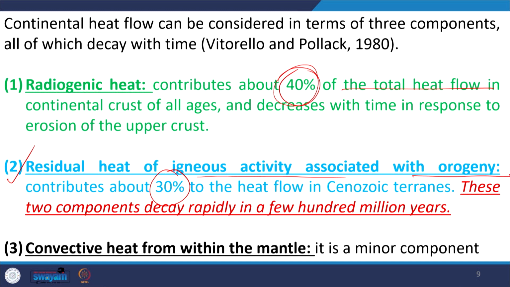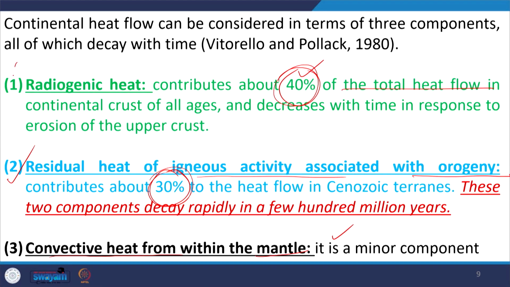So, that means you see the radiogenic heat is contributing 40%, and the magmatic activity during the last orogenic activity is contributing 30% of the system, and the remaining 30% is the convective heat flow from the mantle. So, there is mantle convection everywhere, and this heat flow is providing heat from the mantle, but it is a minor component.